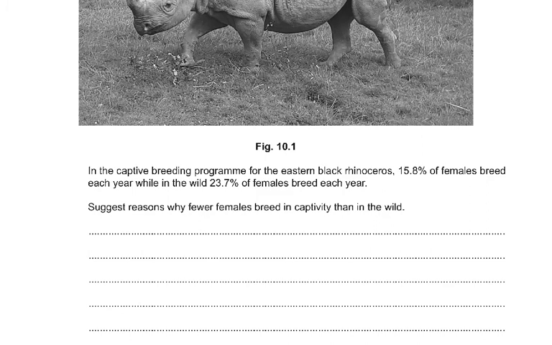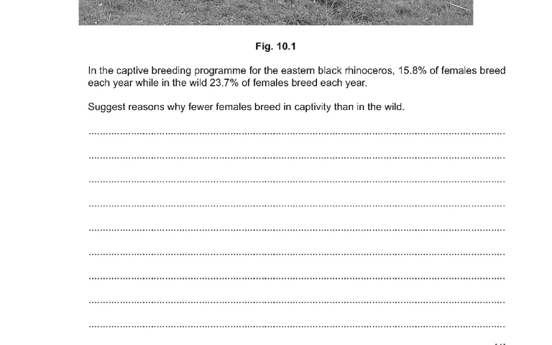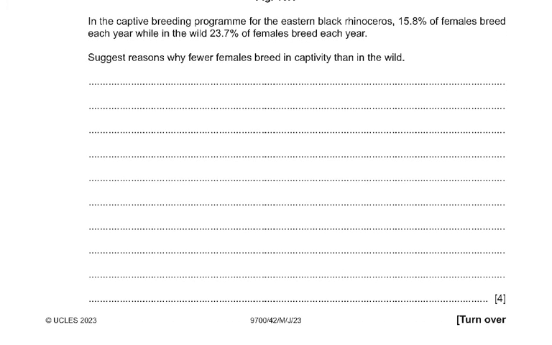In the captive breeding program for the eastern black rhinoceros, 15.8% of females breed each year, while in the wild, 23.7% of females breed each year. Suggest reasons why fewer females breed in captivity. Why fewer females breed in captivity than in the wild?